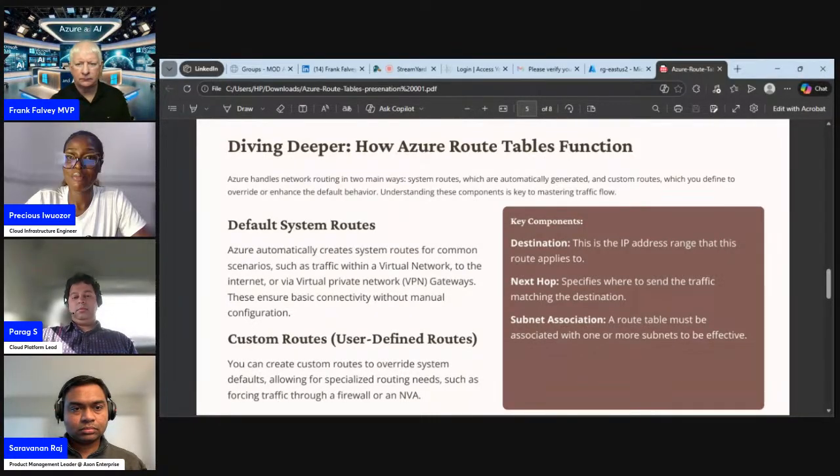A route table must be associated with one or more subnets to be effective. Now, the two main features of a route table, which I mentioned earlier, are the default route and the custom route, which is also known as a user-defined route.